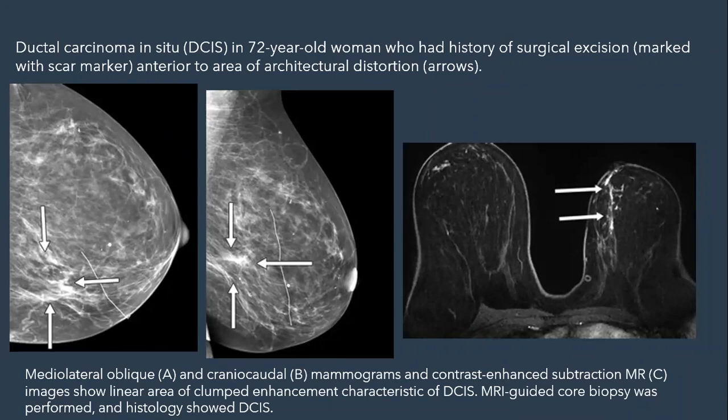This is the examples of DCIS. Seen here is an area of architectural distortions. And here this is clump ductal enhancement on MRI, and MRI guided biopsy revealed DCIS.